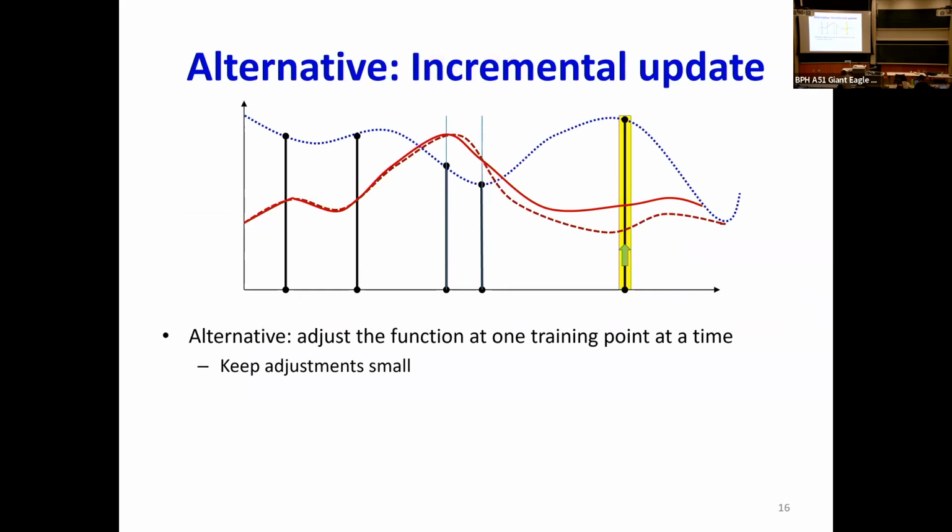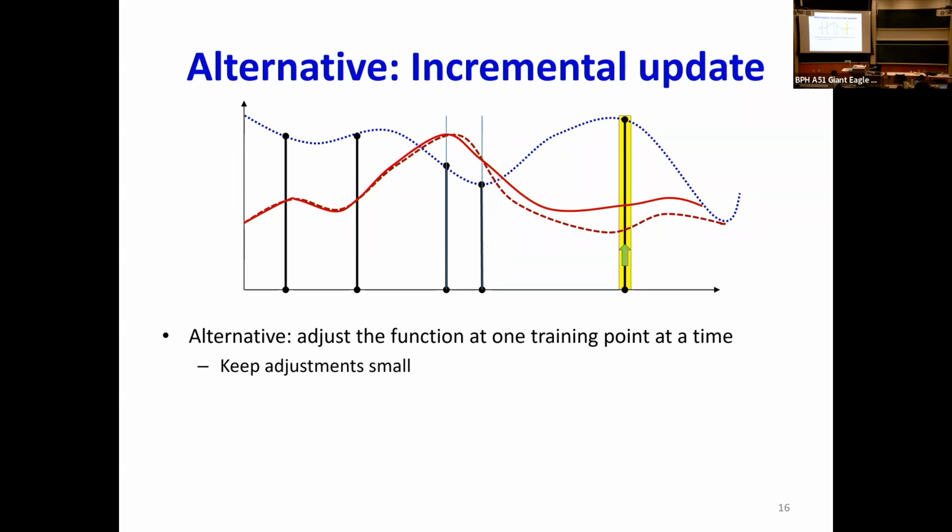Instead of trying to fix the function everywhere all at once, we can adjust the function one training point at a time. You keep the adjustment small, just like in the case of the putty. If your putty is off from the target shape by a large amount at some point, it's not like you push it all the way down. You have to do it a little bit at a time. Otherwise, it's going to keep reacting in strange ways.